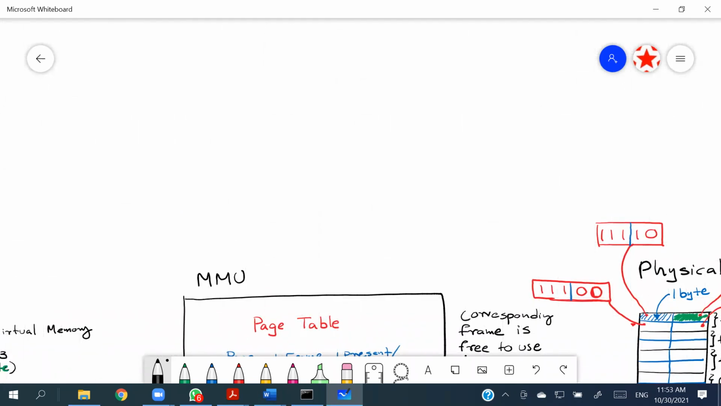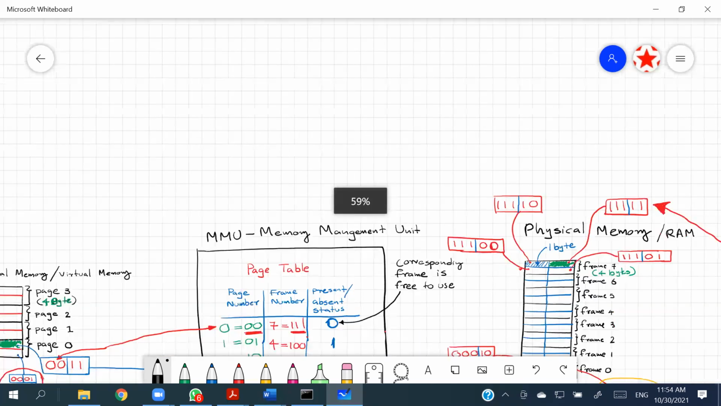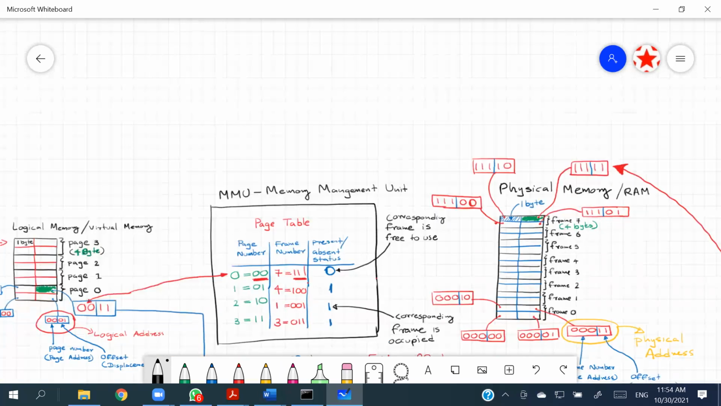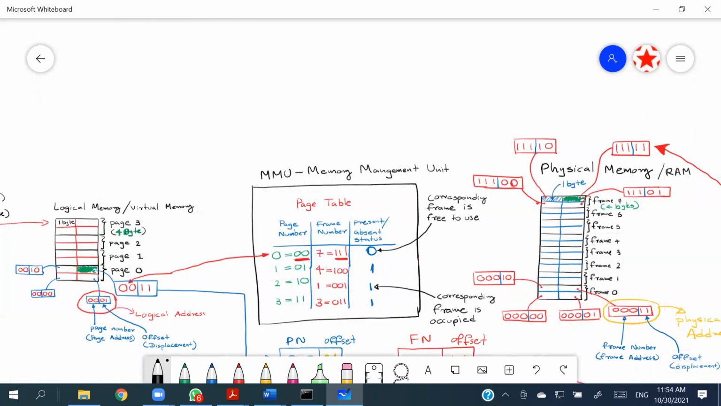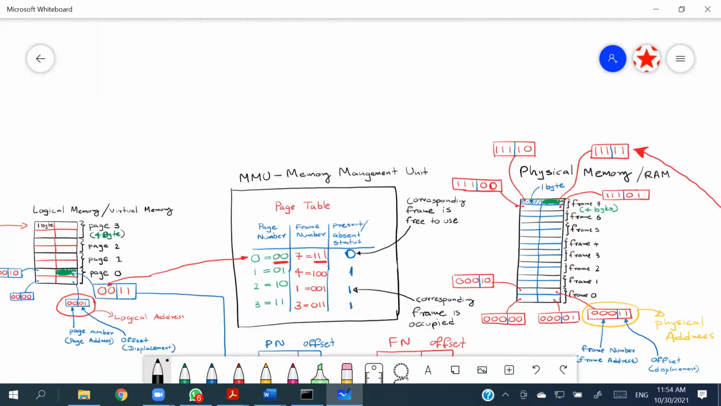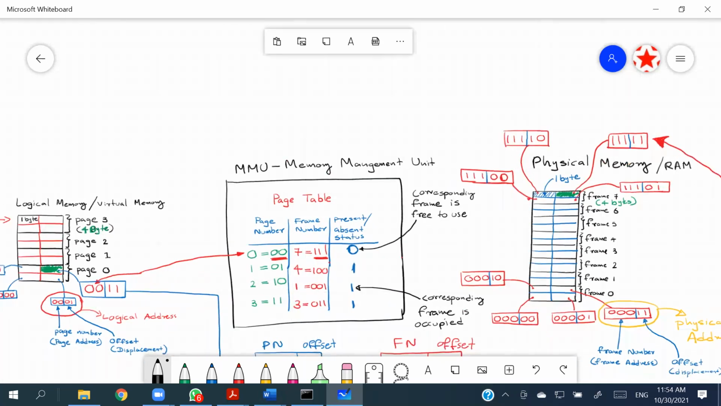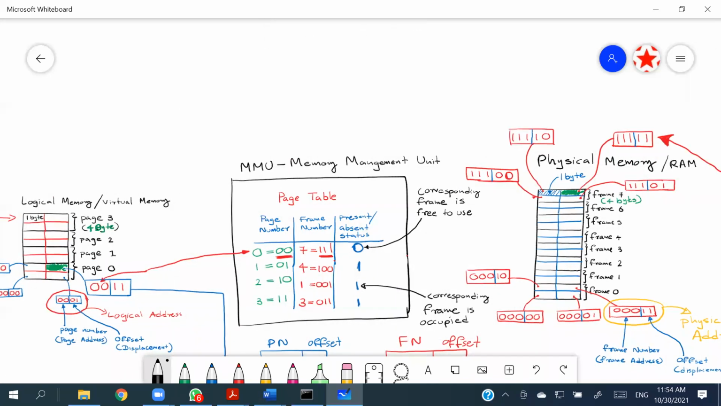And in this diagram, this MMU, it's better you say memory management unit. Right, please do those amendments. MMU is said as memory management unit. Physical memory, please refer to it as RAM as well. And logical memory, name it as virtual memory as well.